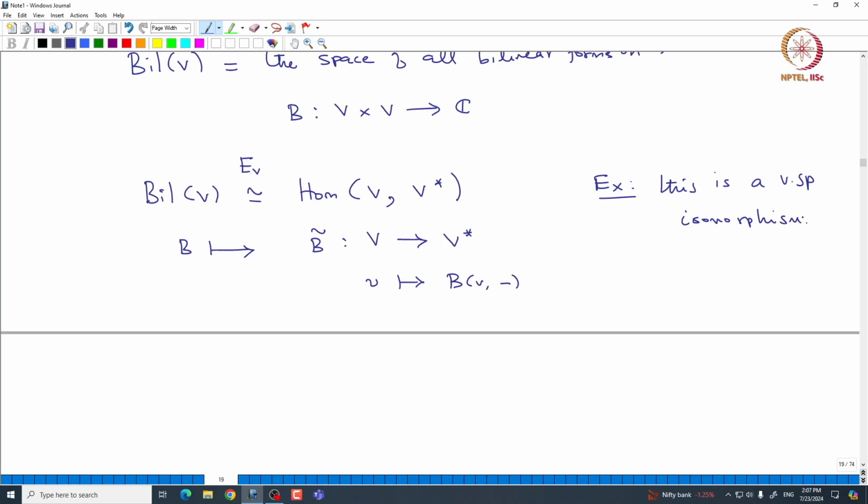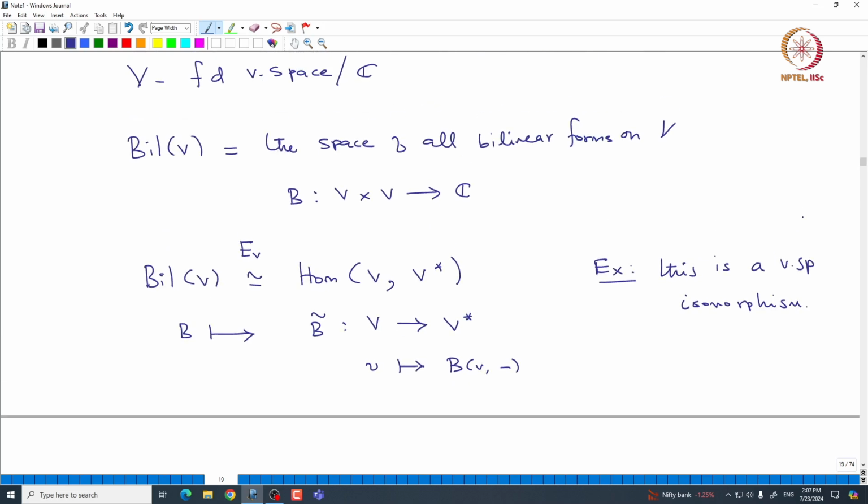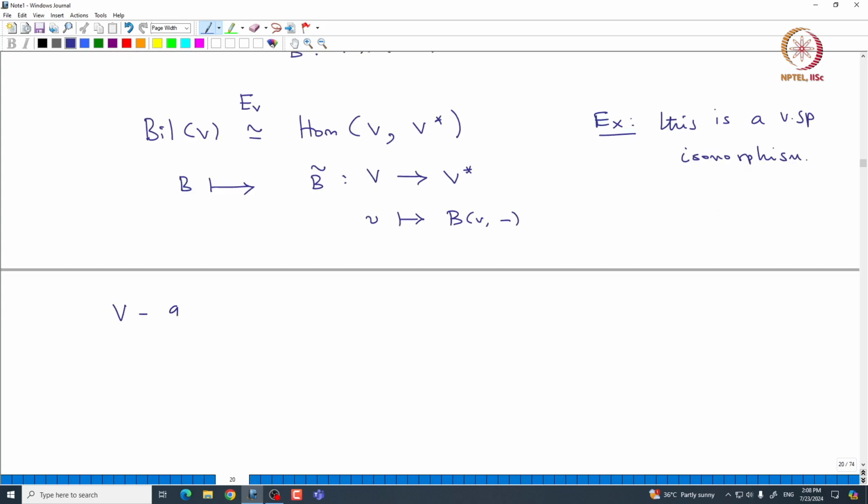Now we are going to use this natural isomorphism and define a G action on this BIL of V if we start with the module V. Suppose V is a G module, then Hom(V, V star) is a G module. Again, this is all C linear maps from V to V star. V is a G module, V star is a G module, so Hom(V, V star) is a G module.